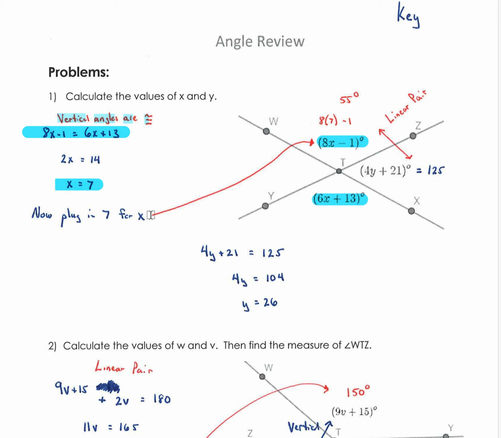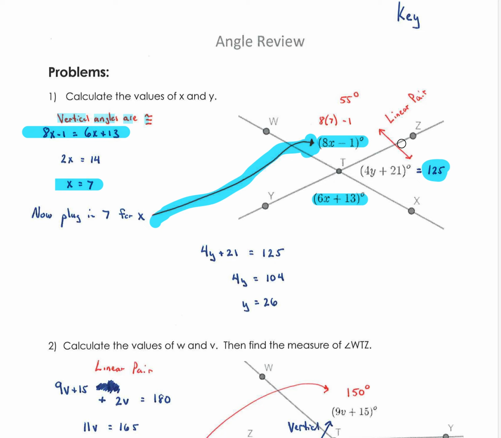Well, once you get x equals 7, you can plug it in to x. And then you can say, well, 8 times 7 is 56. 56 minus 1 is 55. Well, I know this angle is 55, which also means I know this angle is 55. Vertical angles are congruent. Well, once you know this is 55, don't you know that this one over here has to be 125? These two angles are linear pairs.